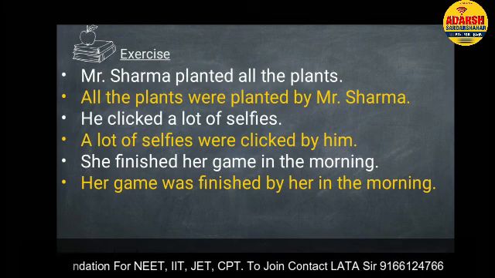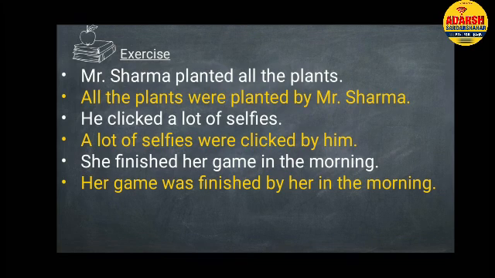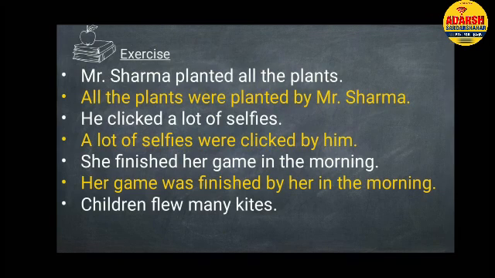Here also our subject is a pronoun, so that's why we change its subjective form to its objective form, which is she to her. Now let's go towards the last sentence of this exercise, which is children flew many kites. Now here our subject is children because they are performing the activity. Activity is flew, so it is a verb, and they are performing the activity on many kites. So many kites is our object.